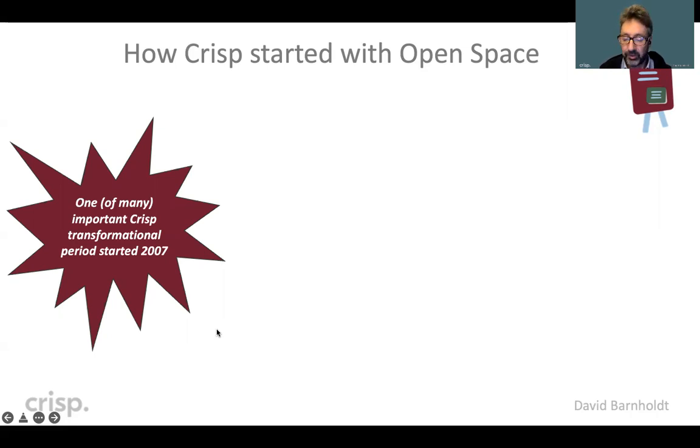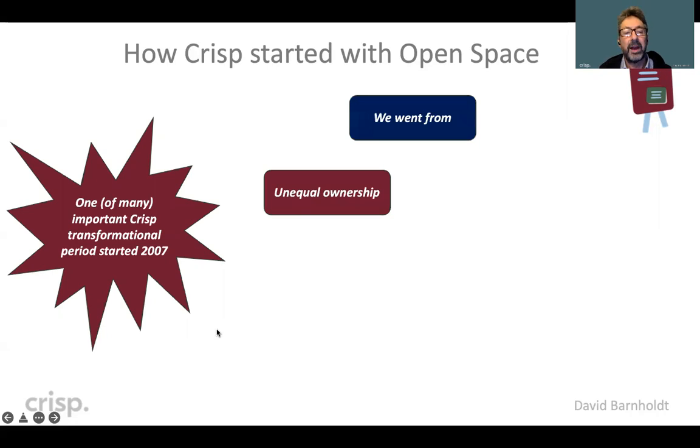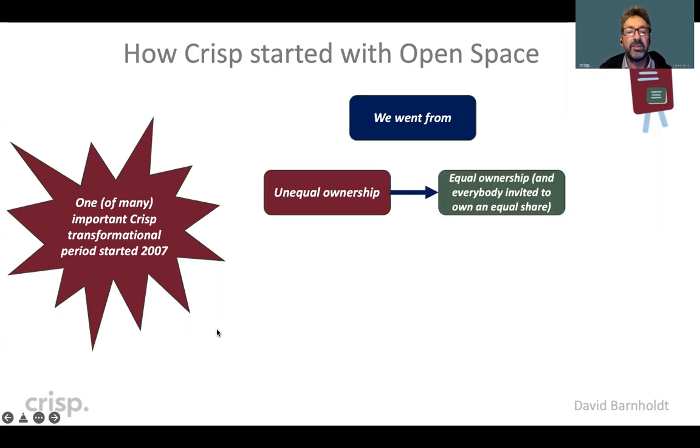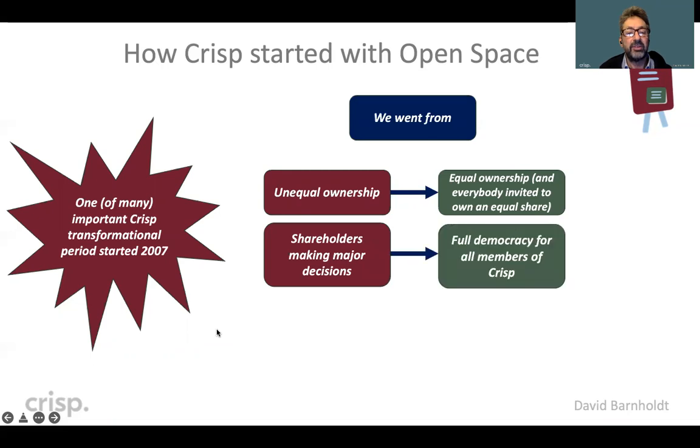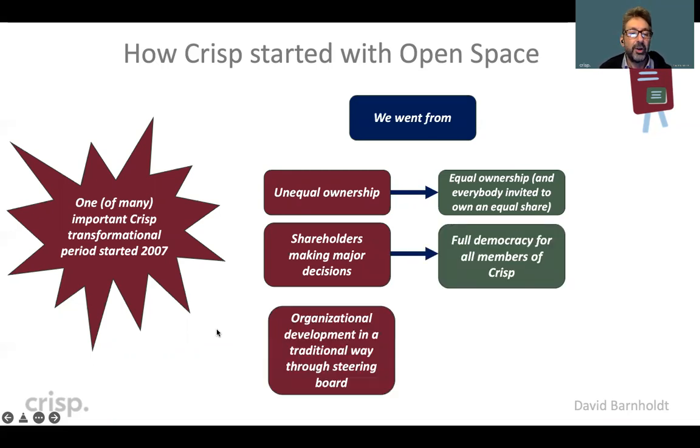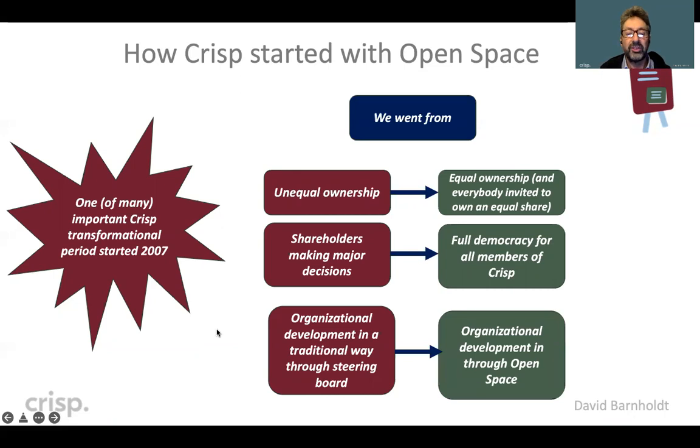At that point in time, we went from unequal ownership of the company to equal ownership, with everybody invited to own an equal share. From shareholders making major decisions to full democracy for all members of CRISP. From organizational development in a traditional way through a steering board to organizational development through open space.